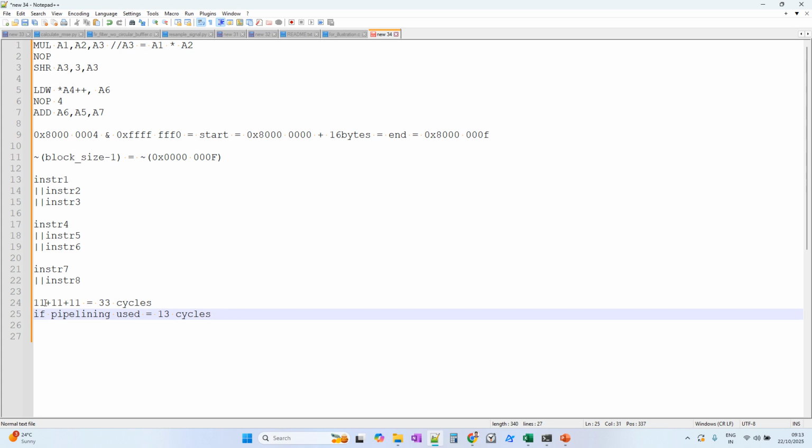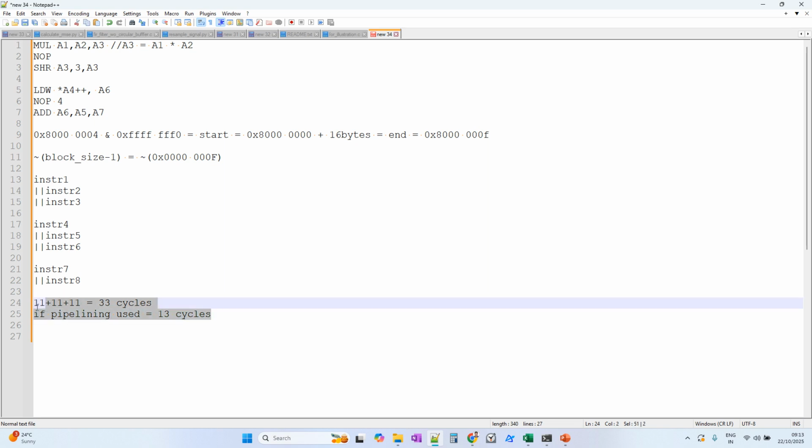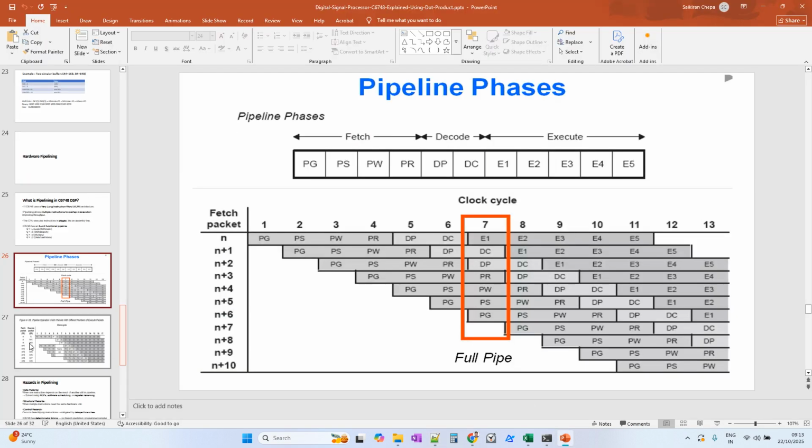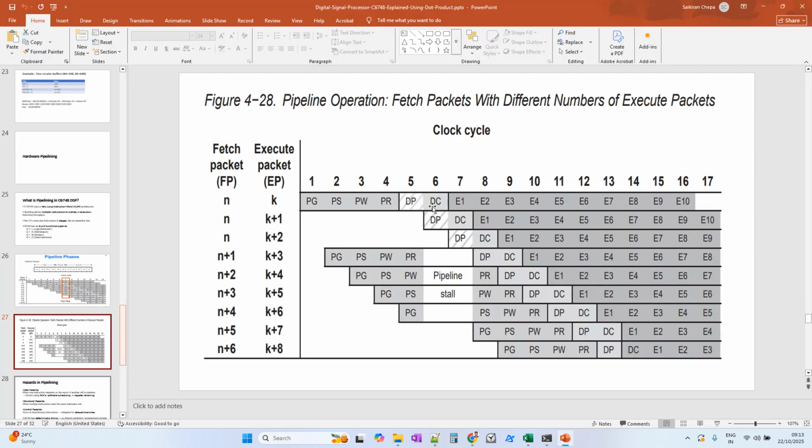If you take only the first instruction, then both will be 11 cycles. So pipelining will help only when multiple instructions are there. If you take only one instruction, both will take 11 cycles. When multiple instructions are there, the pipelining advantage will start kicking in. So that is the hardware pipelining. If multiple execute packets are there, then stalls will come. How many? 3 execute packets means 3 minus 1, so 2 stalls will come. So that's the idea.